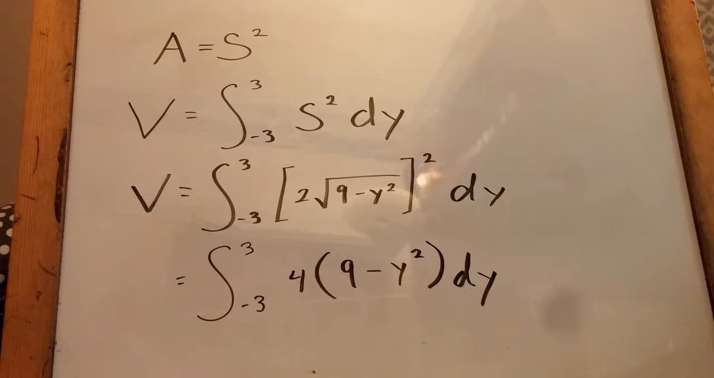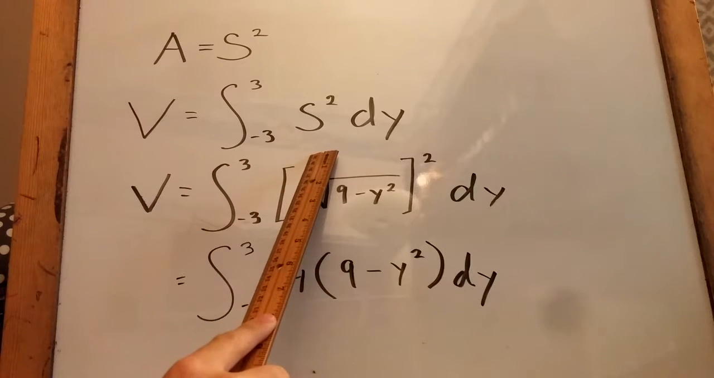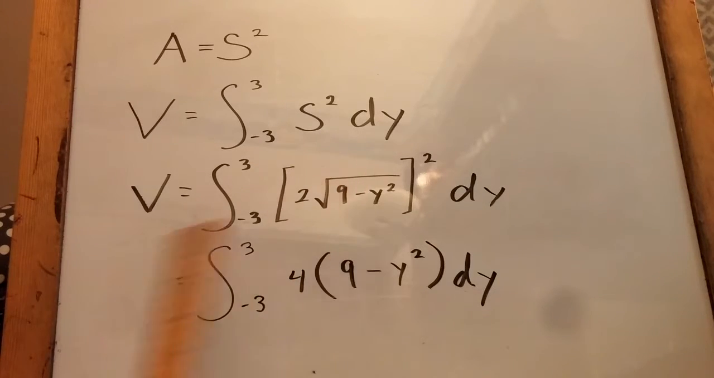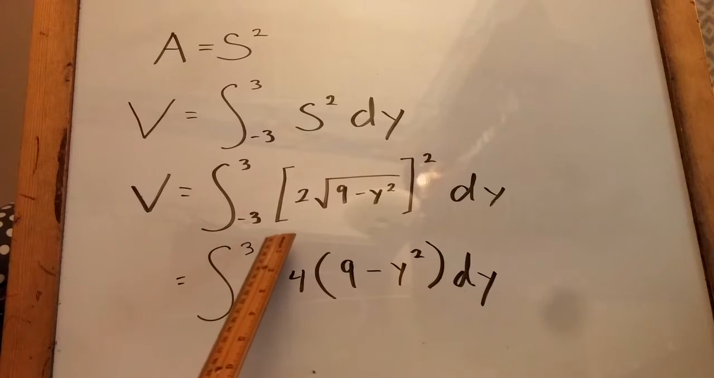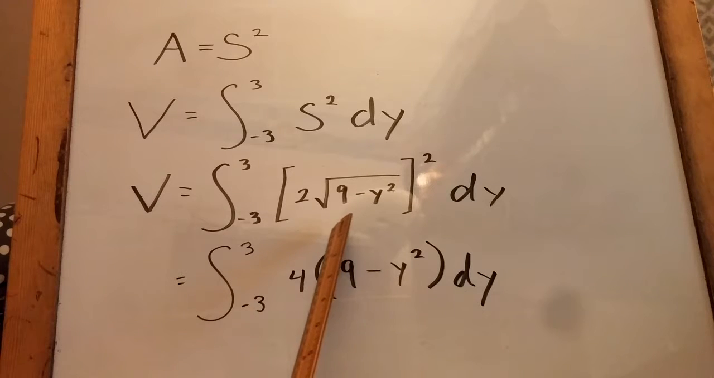And to find the volume, we just have to find the antiderivative of the area. So here we have volume equals the antiderivative of the area, which is side squared, all with respect to y. And if we plug in the side here, it'll be volume equals the antiderivative from -3 to 3 of 2 times the square root of 9 minus y squared, all squared, dy. Since we plugged that in, we can square the whole thing, and it would be the antiderivative of 4 times 9 minus y squared dy.